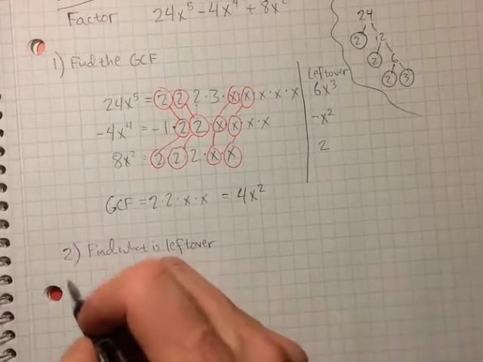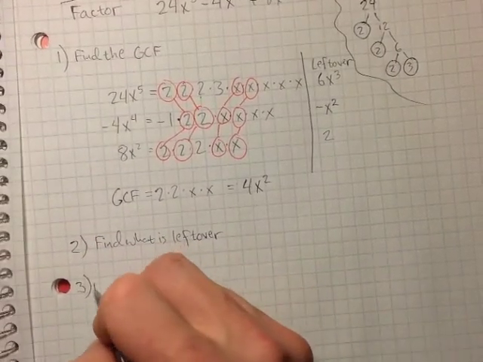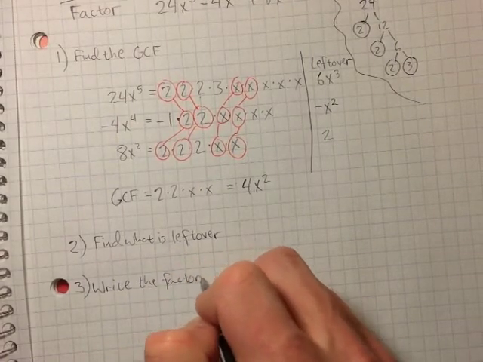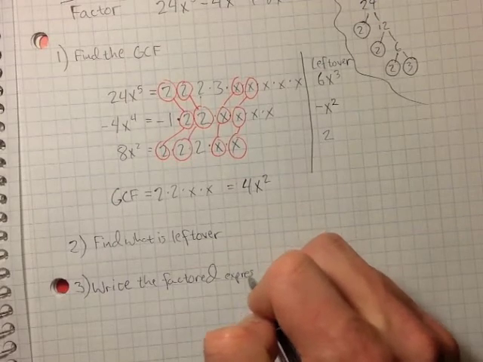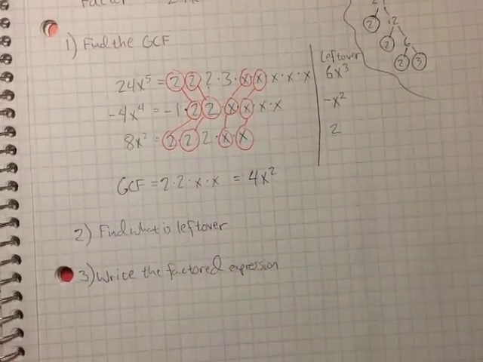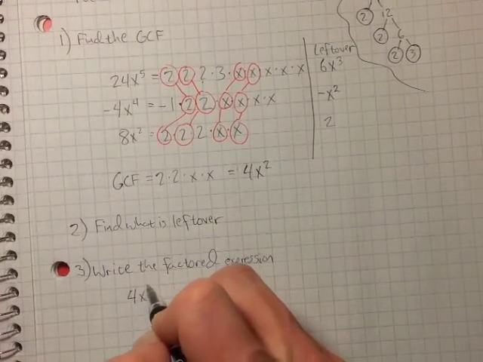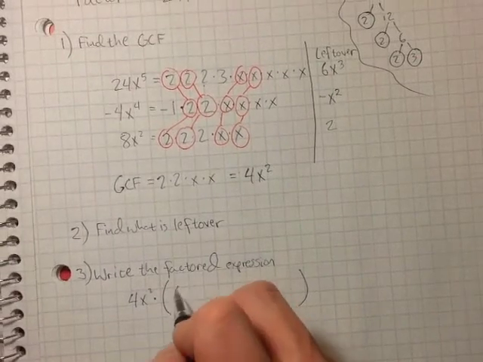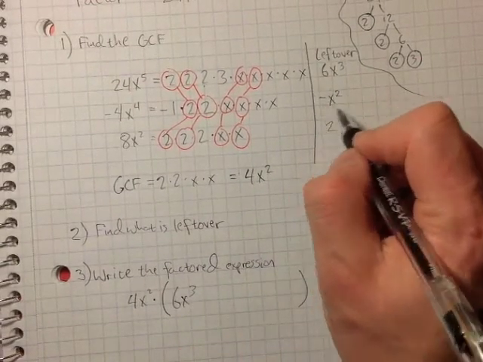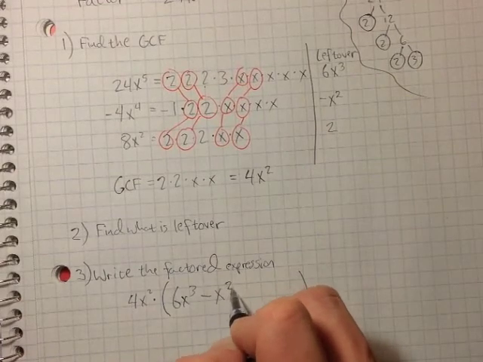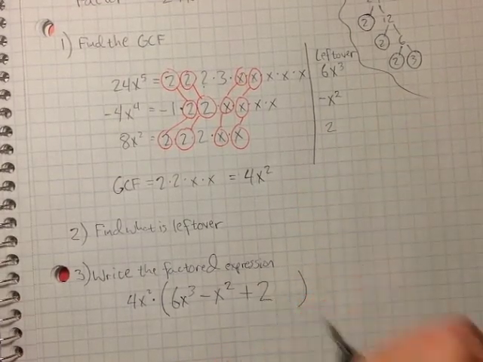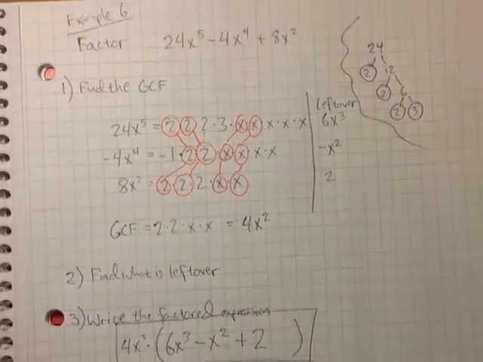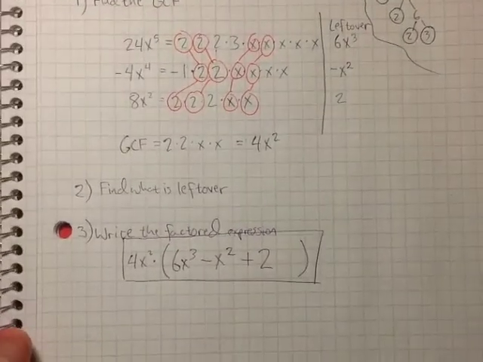That means that the final answer, so write the factored expression, would be the final step. So the way to write this answer is the GCF, 4x squared, times, in parentheses, the leftover stuff added together. 6x cubed plus a negative x squared plus 2. There we go. We're done. We have successfully factored our second trinomial. Hope this video was helpful.